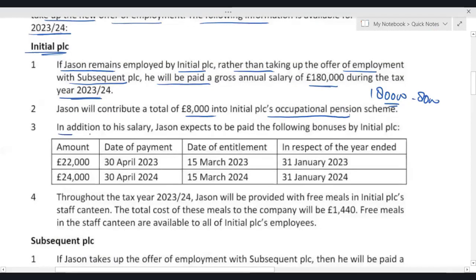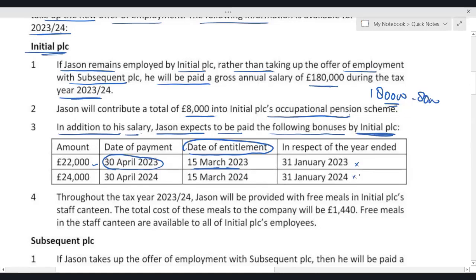In addition to his salary, Jason expects to be paid the following bonuses by Initial PLC. Wow, Jason will not only be getting salary, he will also be getting a bonus. The amount is 22,000 pounds. Date of payment is 30th April 2023. That is the date of payment. Date of entitlement is 15 March 2023.